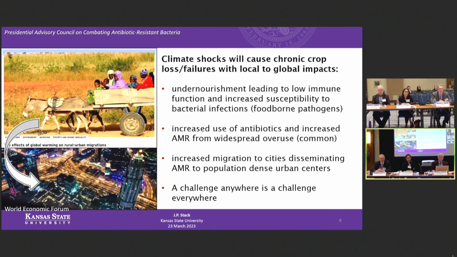The consequences of climate include chronic crop loss or failures, outright failures, that are going to maintain the undernourishment that we're experiencing already in this region, that leads to low immune function, that leads to increased susceptibility to infections, including foodborne pathogens. Increased use of antibiotics is common in response to the malnourishment, and we're seeing widespread overuse. You can go into the corner store and find these products on the shelf and buy them without any prescription. A challenge anywhere is a challenge everywhere. Next slide, please.